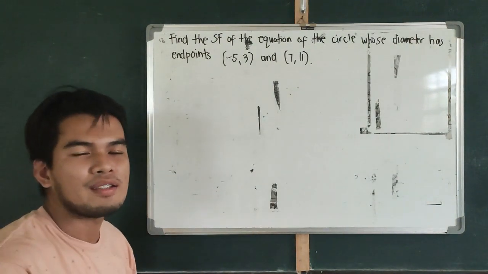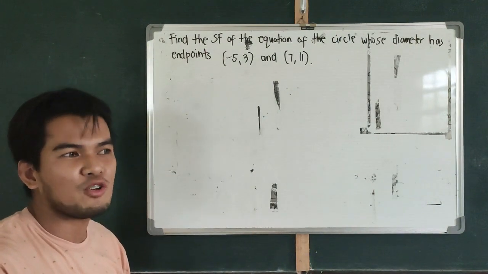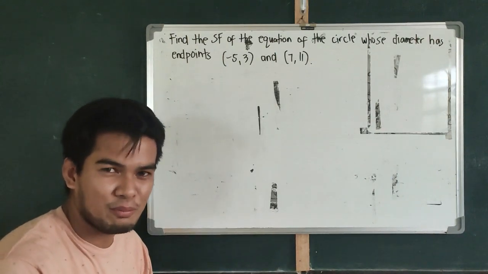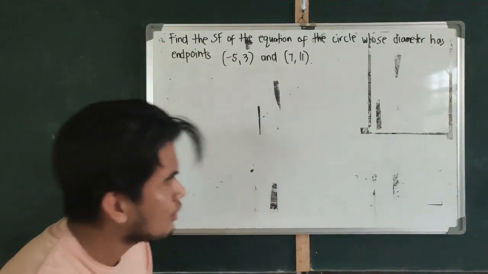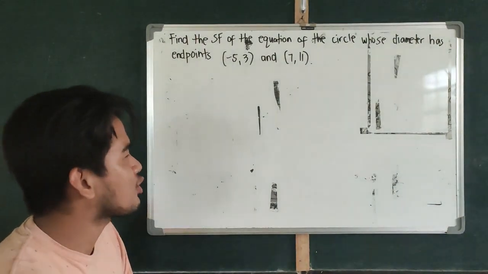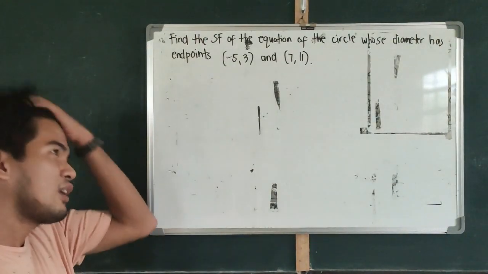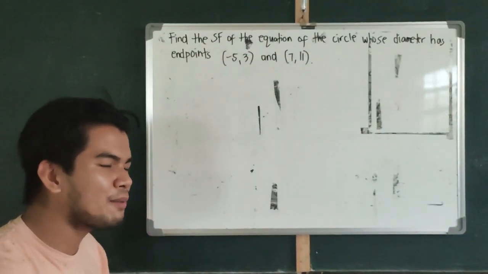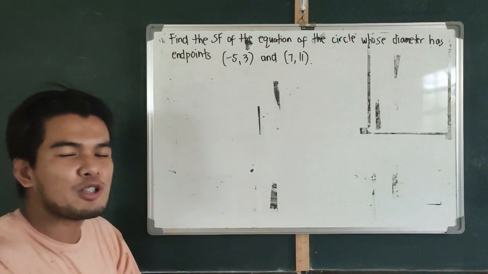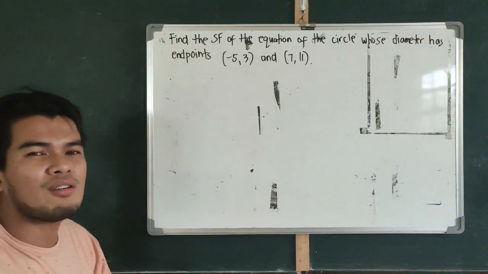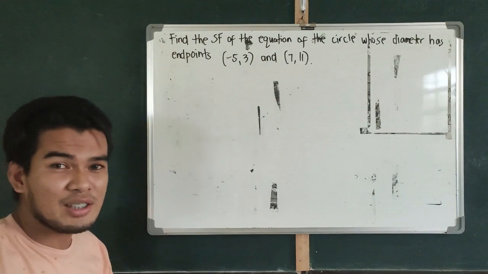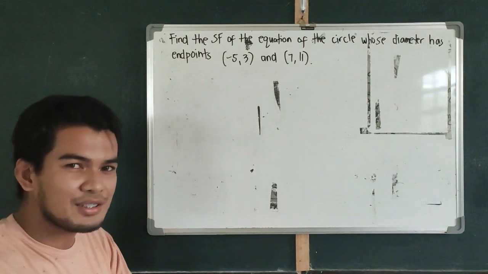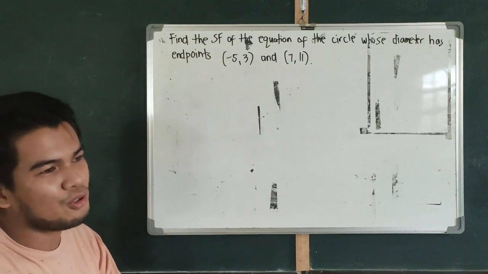Okay, so in this example, we can use the midpoint formula and the distance formula. How are we going to solve this one? We can find the standard form of the equation of the circle when we know the values of h and k. So, what are h and k? They are the coordinates of the center, and we also need to know the radius.